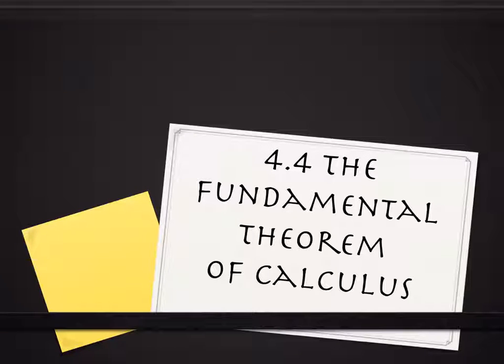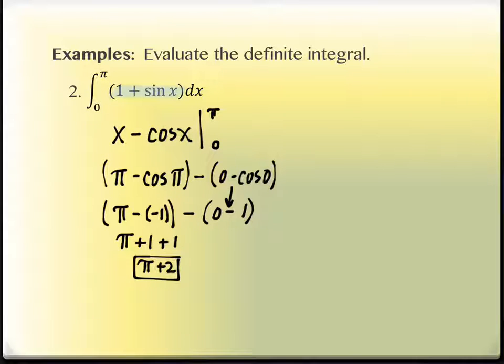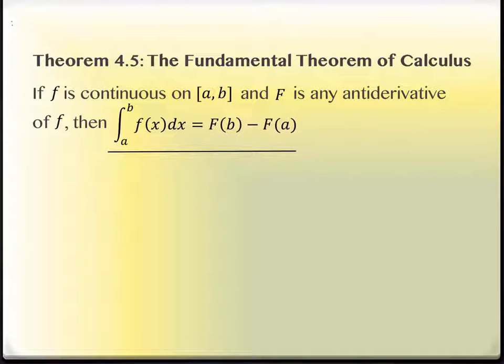We were working in section 4.4, the Fundamental Theorem of Calculus last time, and I believe we're on example 5. Let me remind you of a couple things we had done. The Fundamental Theorem of Calculus says that if you have the definite integral from a to b of f of x dx, that is the same as the antiderivative evaluated at b minus the antiderivative evaluated at a.